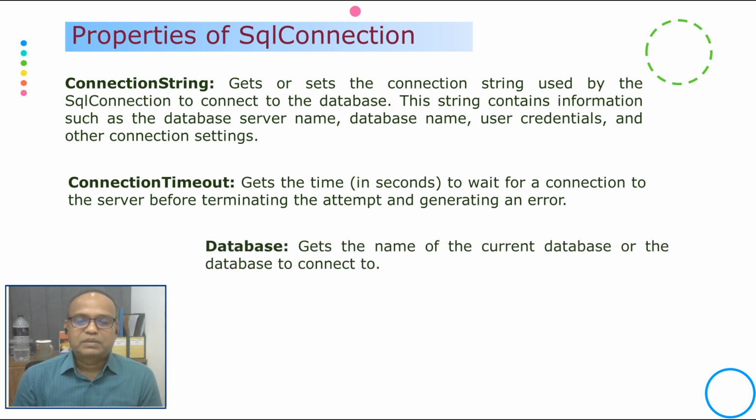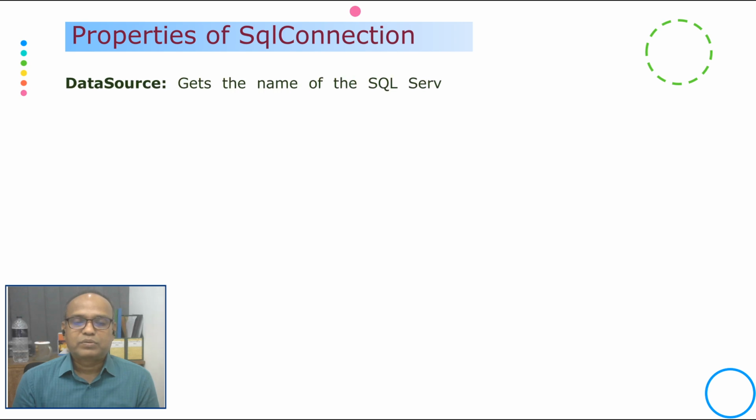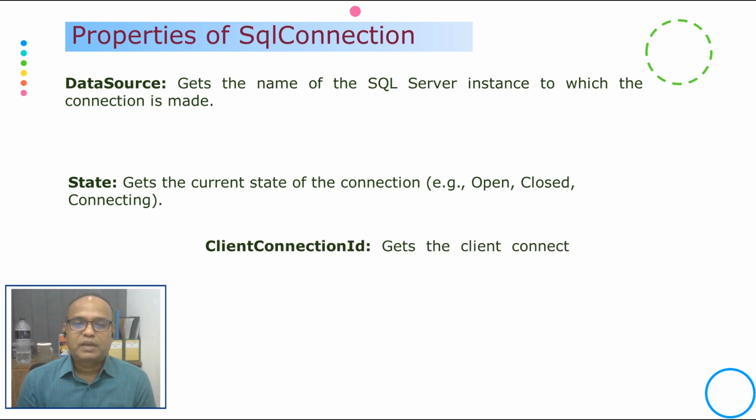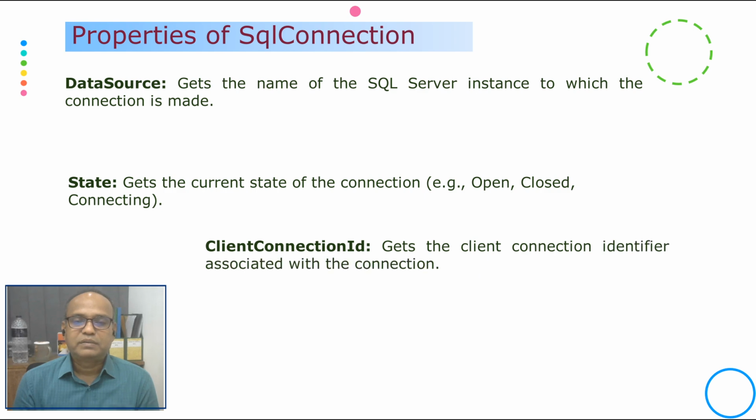Database gets the name of the current database or the database to connect to. DataSource gets the name of the SQL Server instance to which the connection is made. State gets the current state of the connection, for example, open, closed, or connecting. ClientConnectionId gets the connection identifier associated with the connection.